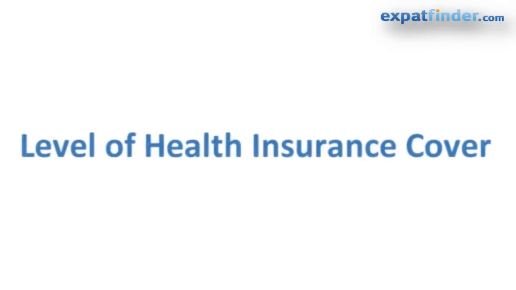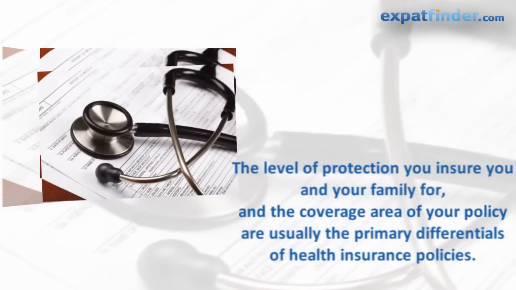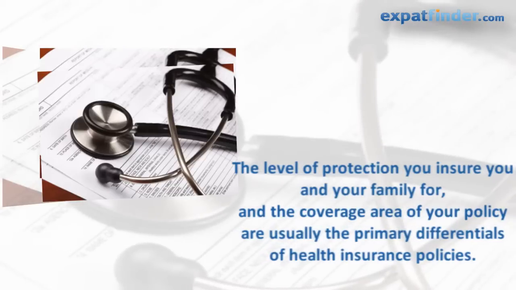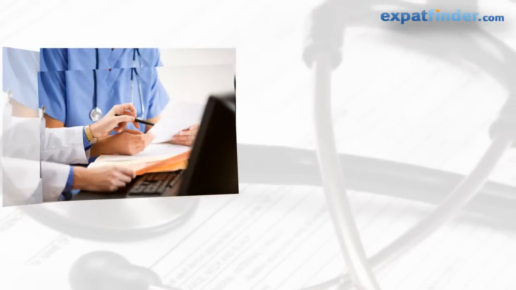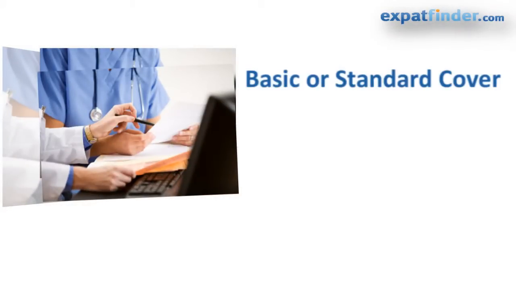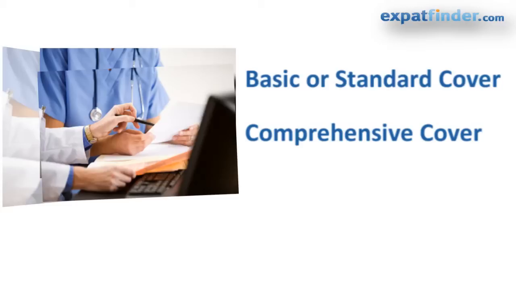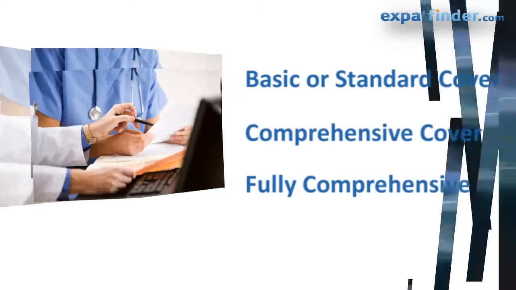Level of health insurance cover. The level of protection you insure you and your family for, and the coverage area of your policy are usually the primary differentials of health insurance policies. In reality, this means you opt for a policy that offers basic or standard cover, comprehensive cover, or fully comprehensive insurance, which covers you anywhere in the world, with the option to include or exclude the United States and Canada. Excluding coverage in the US usually decreases your insurance premiums considerably.